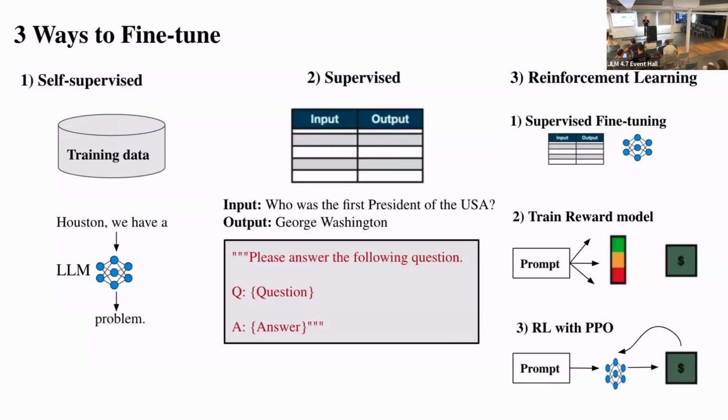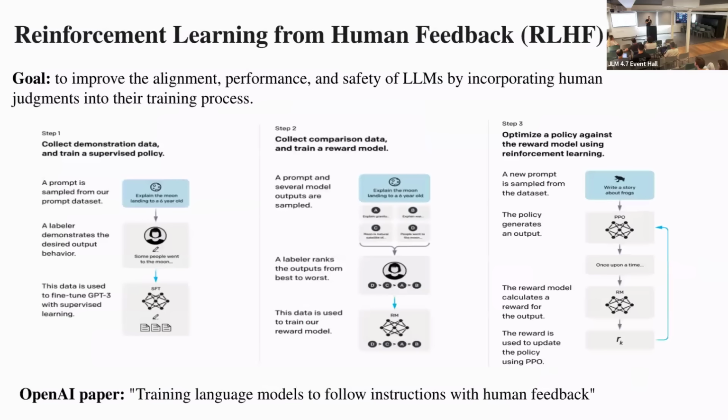The idea is that, given a new completion of the model in training, we pass it to the reward model, get some score, and use this score as feedback for the model to update its parameters. Here's a figure from the OpenAI paper, Training Language Models to Follow Instructions with Human Feedback. You probably heard about RLHF, which stands for reinforcement learning from human feedback. The goal is, as we said, to improve the alignment, performance, and safety of LLMs by incorporating human judgments into the training process.